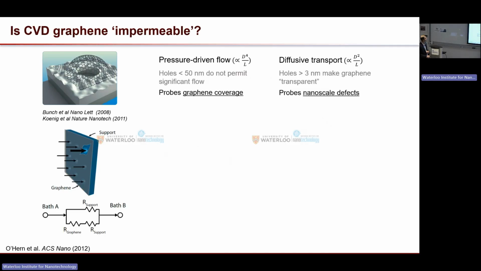That was the question. And it turns out that if you look at pressure-driven flow, the scaling is very different. Any holes that are less than about 50 nanometers in our experiment would block the pressure-driven flow. But if you look at diffusion, the scaling is different from pressure-driven flow, and it means that any hole bigger than about 3 nanometers would practically make the graphene transparent.